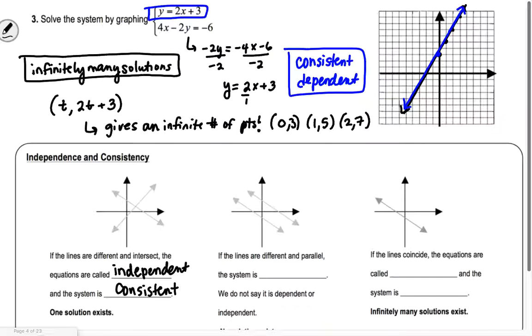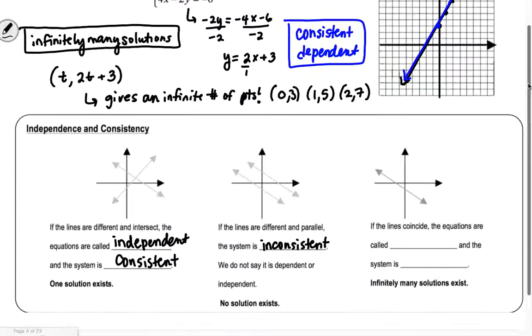And then if the lines are different and parallel, the system is inconsistent. That would be like when you plug in the points to check, you don't get something that's true. Any point that you would possibly plug in would not be true. We do not say that it's dependent or independent. And that would be when there's no solution.